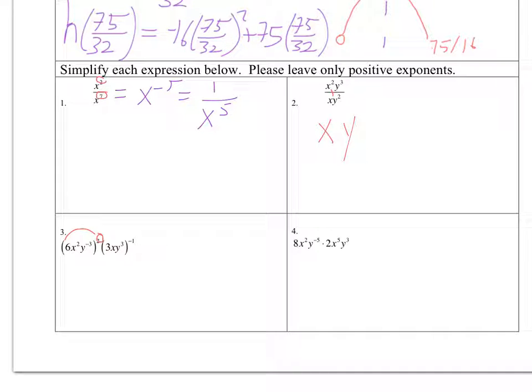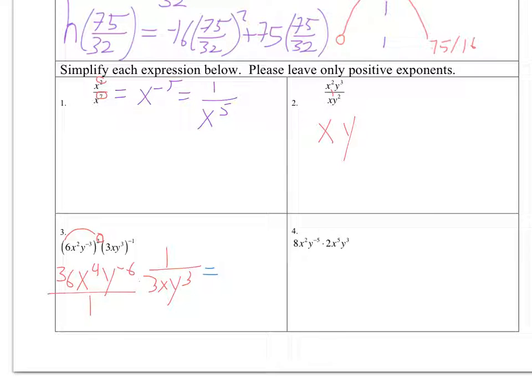I'm going to deal with that first. 6 squared is 36. x squared squared, 2 times 2 is 4. y to the negative 3 to the 2nd is going to be negative 6. And then we've got 3x y cubed to the negative 1. So I'm going to write that as the reciprocal of itself. So 1 over 3x y cubed. I know this first guy I could write as over 1.